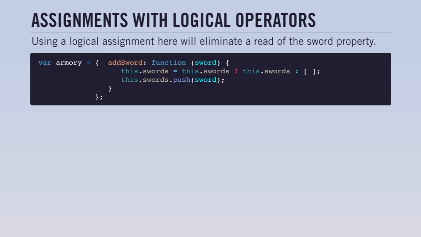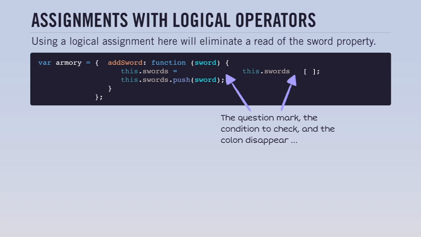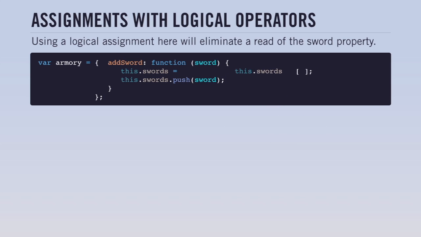It will evaluate whether a property exists and either assign an empty array or go with the pre-existing property. But we can eliminate a read of the swords property through a logical assignment. Let's take a look. First we will get rid of the question mark, the condition to check, as well as the colon. And we'll scoot some stuff over here.